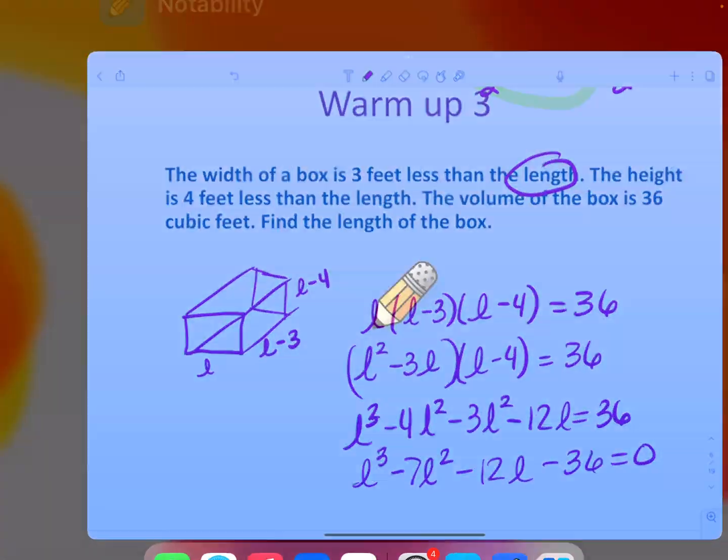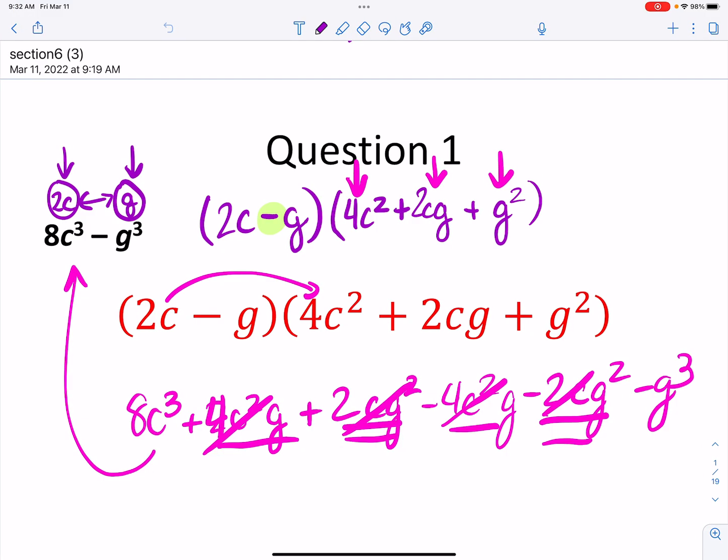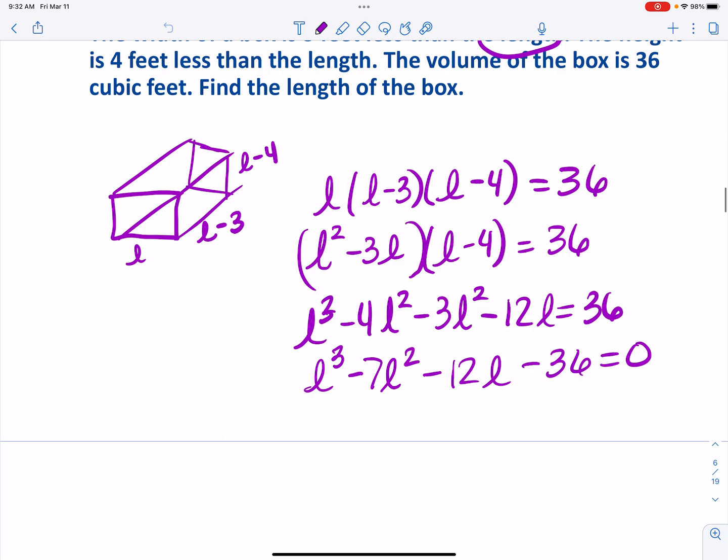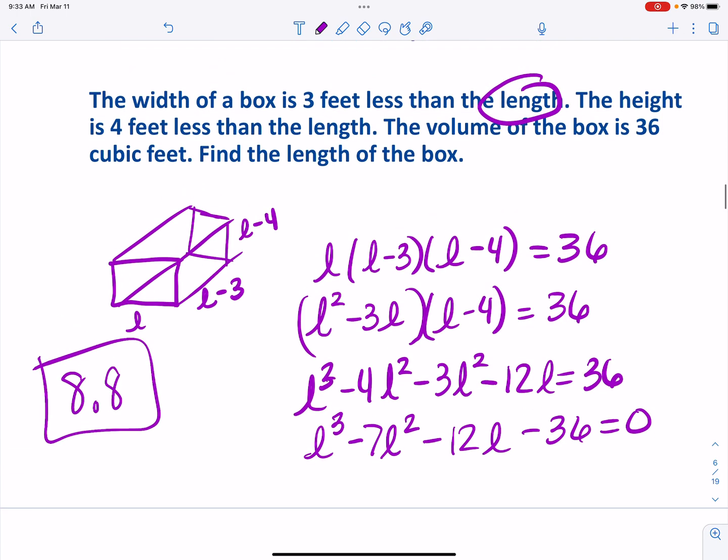On some of these story problems, you are going to get decimal answers, so 8.8. But you're going to have to write the equation of this. So I'm just double checking. I felt like this one came out nice. L cubed minus 4L squared, no, okay, minus 12L. We're good.